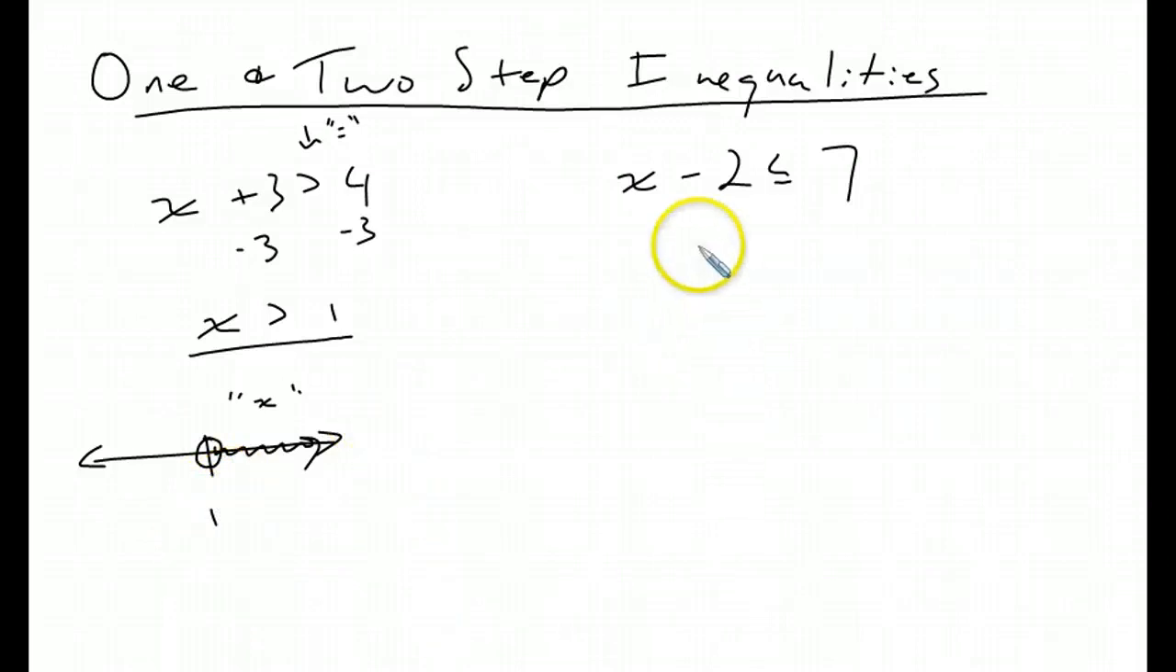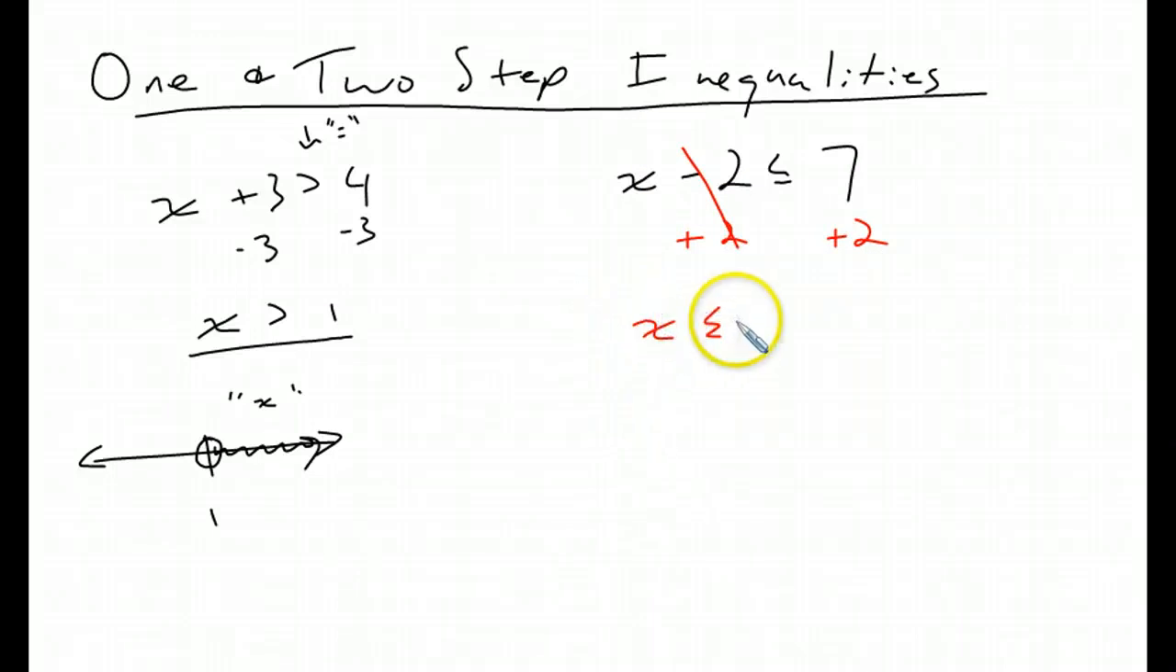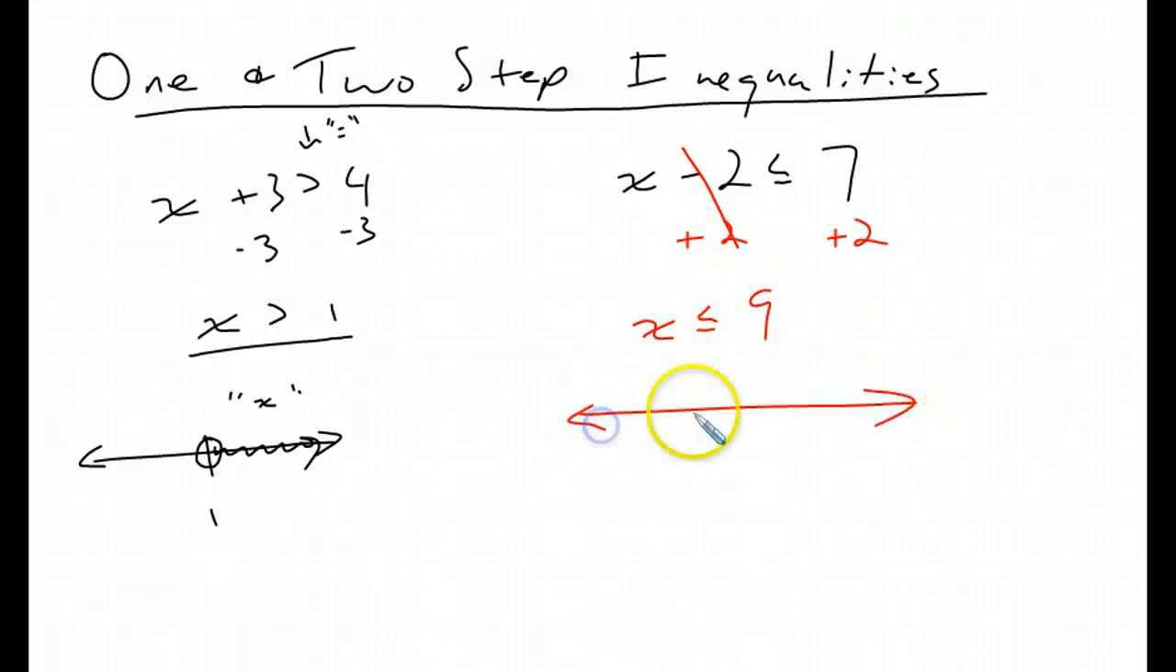In this case over here, I have x minus 2 is less than or equal to 7. So to get x by itself, I'm going to add 2 to both sides, so that -2 plus 2 is 0. So x is less than, whoa, that's nonsense. Let's erase that real quick and write x is less than or equal to 9. So if x is less than or equal to 9, throw this on your number line. You're dealing with the number 9.